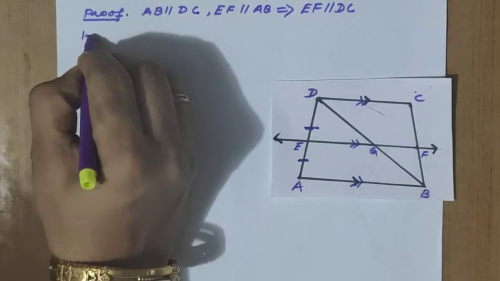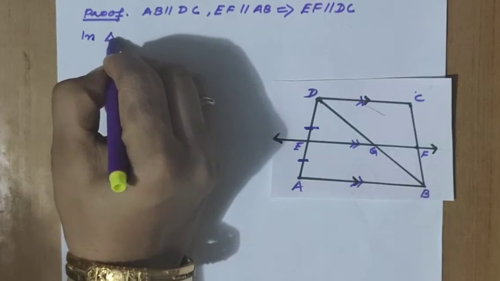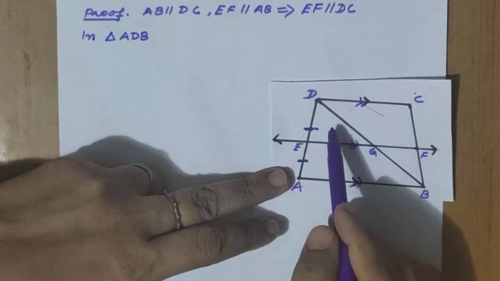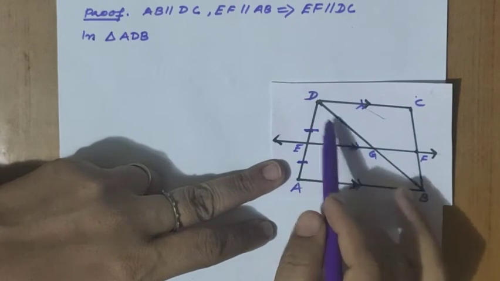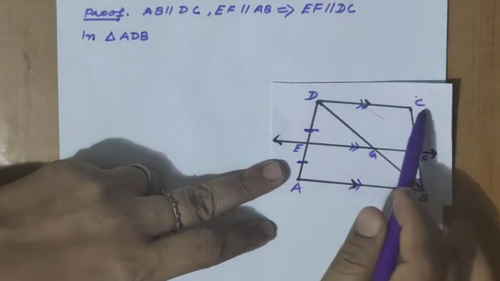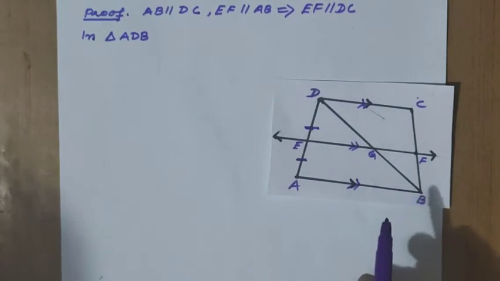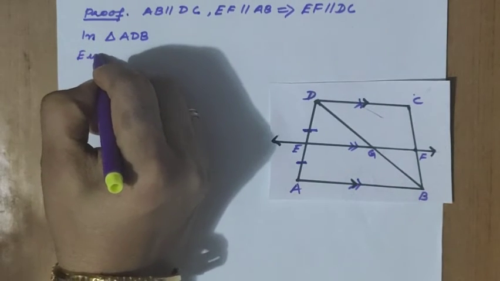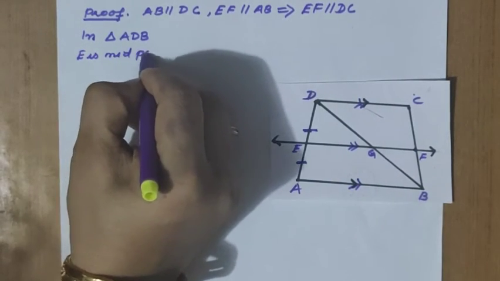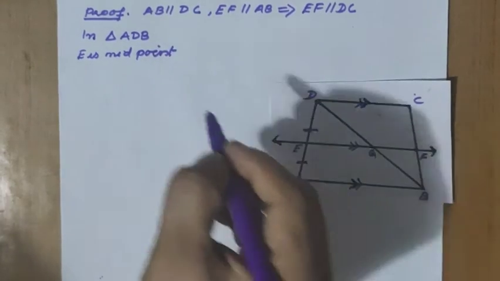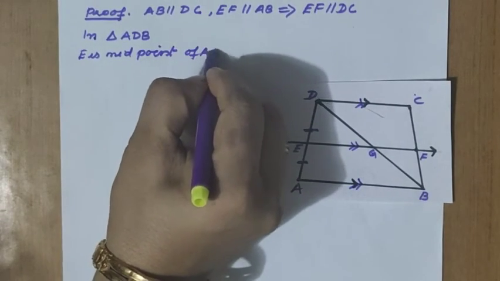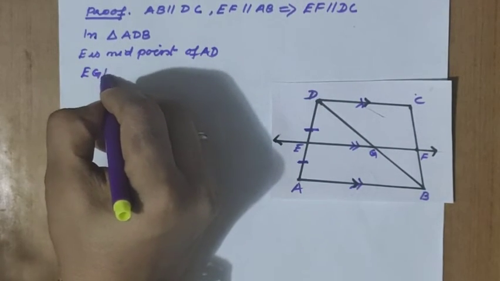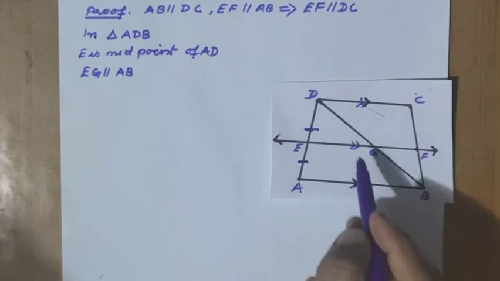Second part, in triangle ABD, you can see the figure that when the diagonal BD is joined, 2 triangles we are getting, which are they? ADB and also BDC, right? So ADB we are taking. In triangle ADB, what is given there? E is the midpoint of which side? AD. And EG parallel to AB. EG parallel to AB.